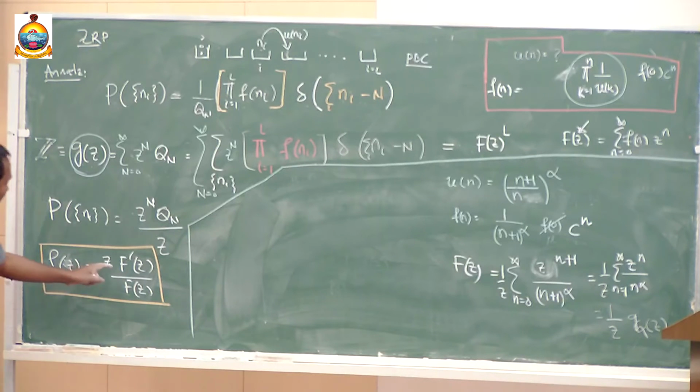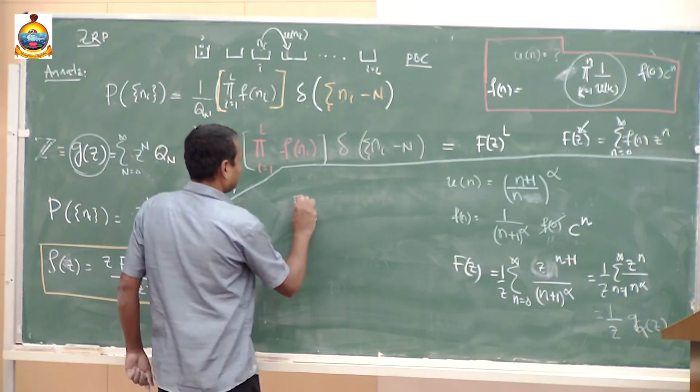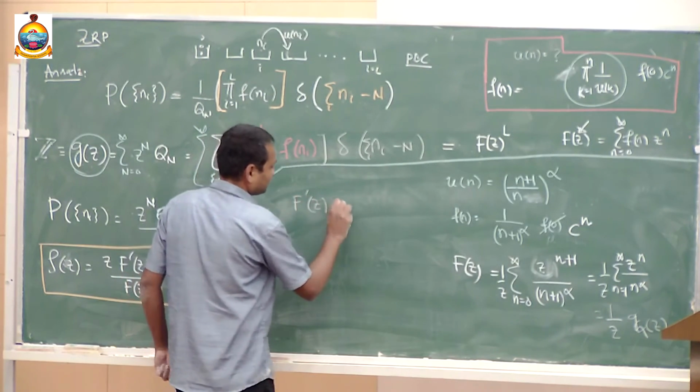So now all I want is, it's not enough. I also want f prime z. Okay, but of course anyway at the end I have to take n equal to 1. But can you tell me now what will be f prime z? What is f prime z?